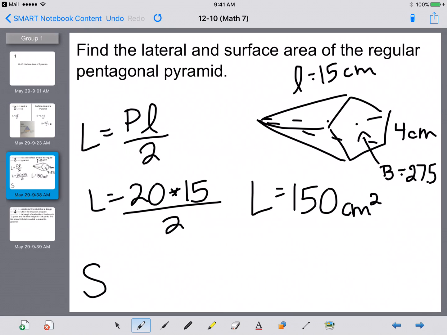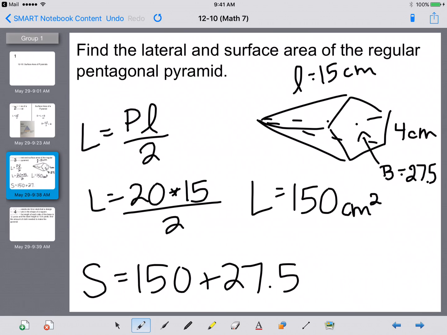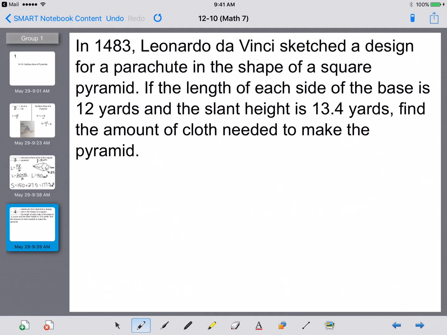To get our surface area, we take that lateral area and add on the area of our base, which is 27.5. And we come up with 177.5 centimeters squared. Easy as that. So perimeter times slant length divided by 2, and then you add on the area of your base for the surface area.